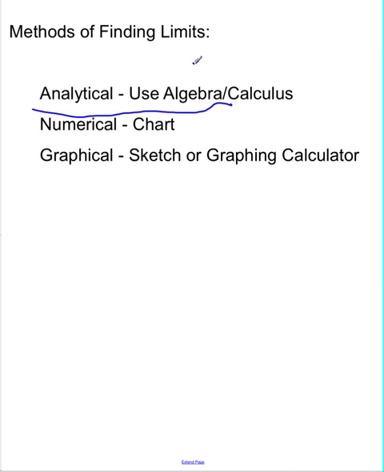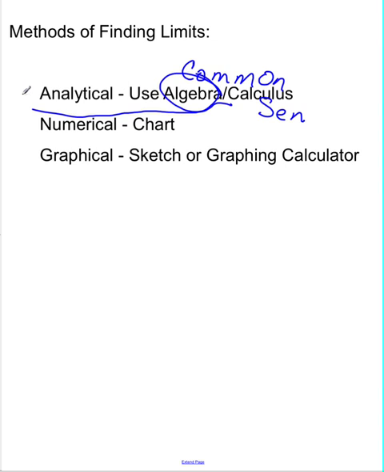method. My pen is off, and that's kind of strange.